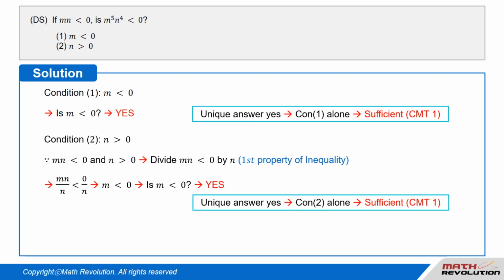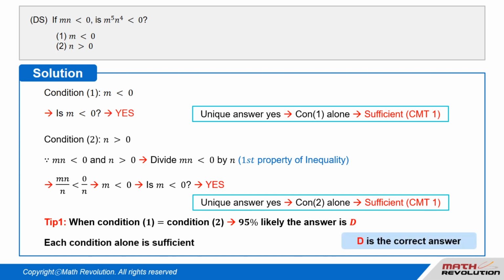Since according to tip 1, it is about 95% likely that D would be the answer when the value of condition 1 is equal to the value of condition 2, that is, condition 1 equals condition 2, each condition alone is sufficient. Thus, D is the correct answer. Answer D.